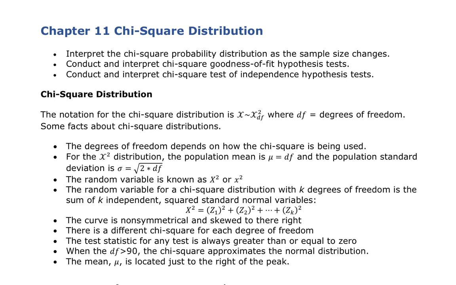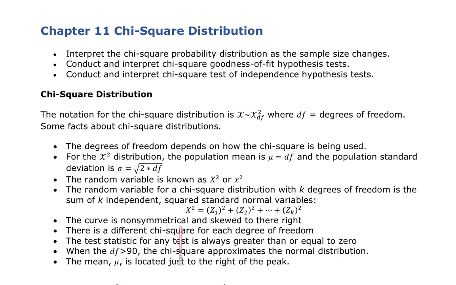A couple of things have to happen with the chi-squared. The degrees of freedom depends on how many chi-squareds are being used. For the chi-squared distribution, the population mean is mu, and it equals the degrees of freedom, and the population standard deviation is the square root of 2 times the degrees of freedom. The random variable is a capital X or a lowercase x squared. The random variable for a chi-squared distribution with k degrees of freedom is the sum of the k independent, squared, standard normal variables, which look something like this. And we're mostly going to be having the spreadsheet do all this stuff for us.